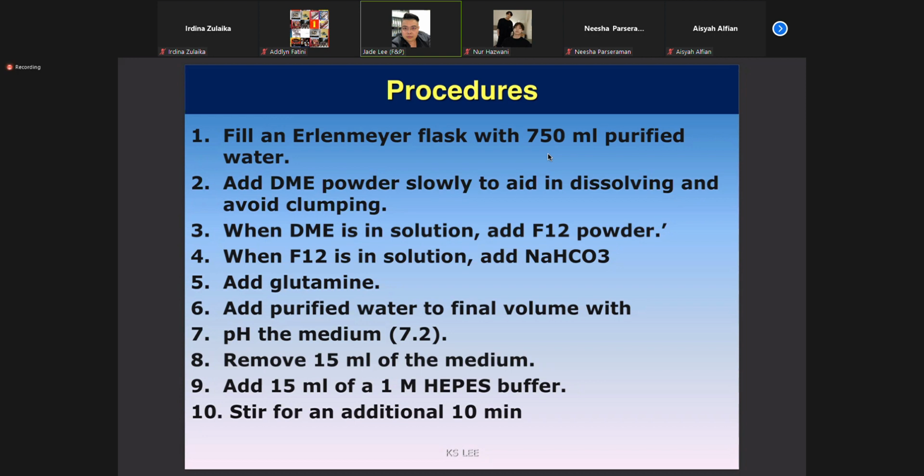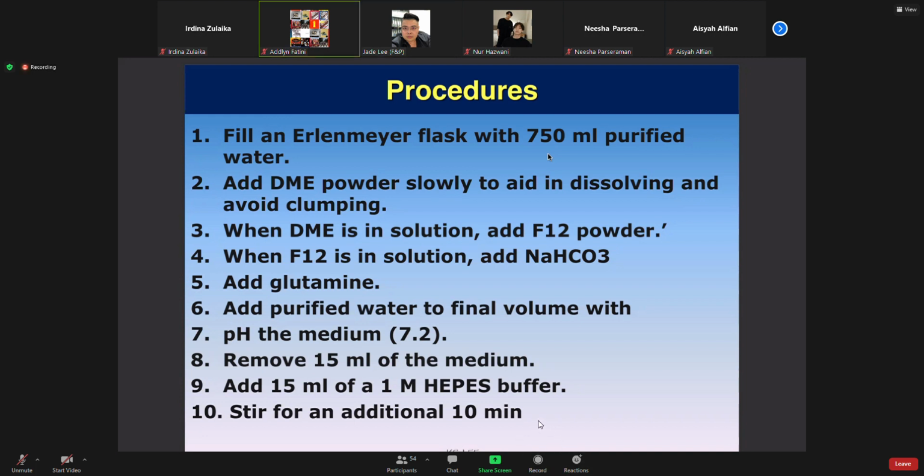Make sense? Yes. Have you prepared any media or solutions before?